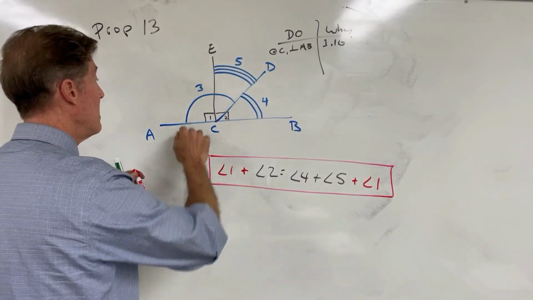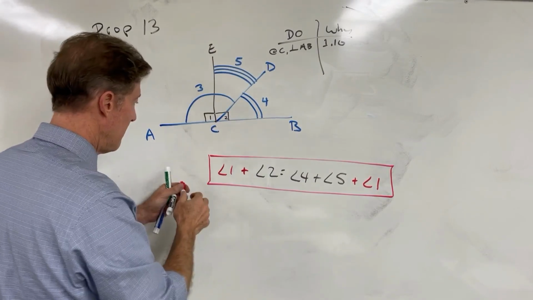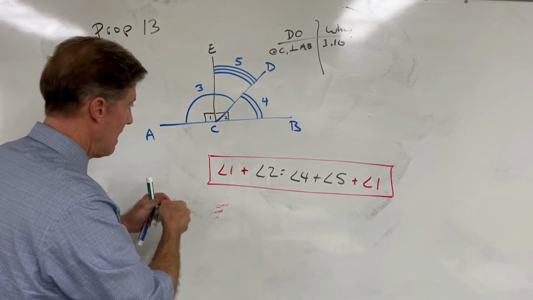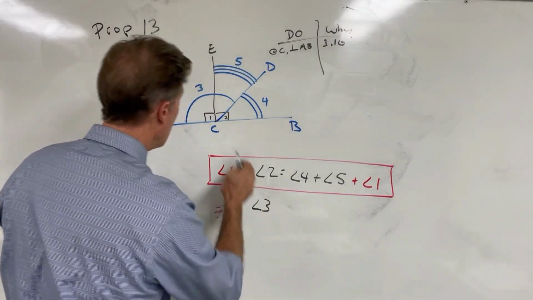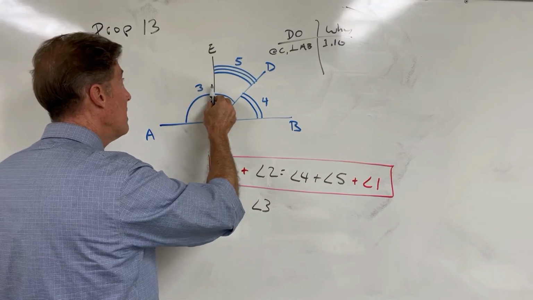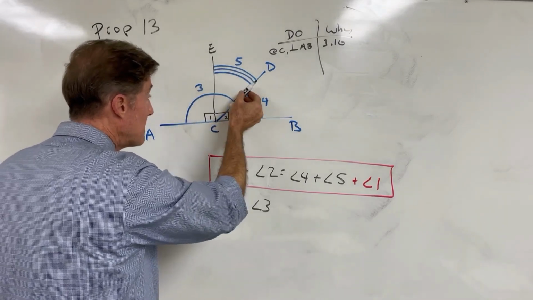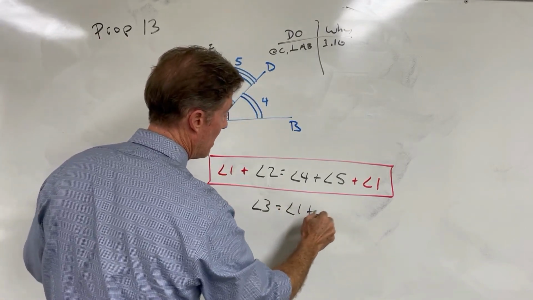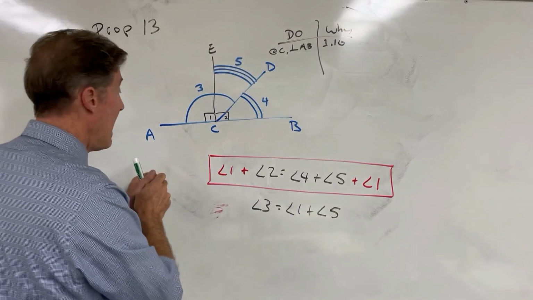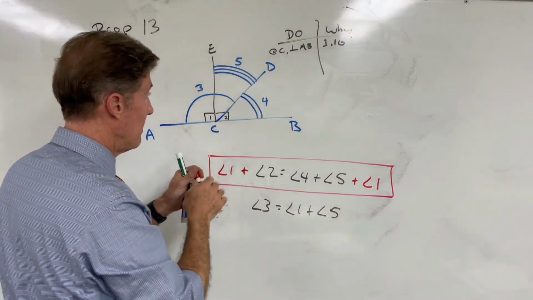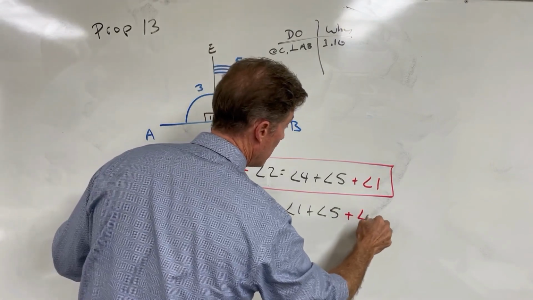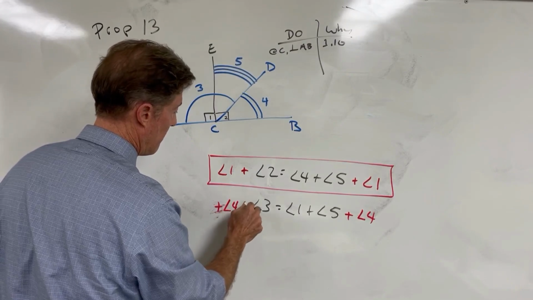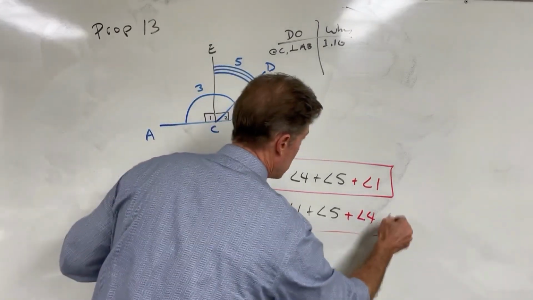Now let's look at another angle. Let's look at angle 3. Angle 3 is clearly equal to angle 1 plus angle 5, right? Angle 3 sweeps out this much. That's equal to angle 1 plus angle 5. So we say angle 3 is equal to angle 1 plus angle 5. And again, to that, let's add the remainder. Let's add angle 4, the remainder, to both sides. Let's put a box around that.